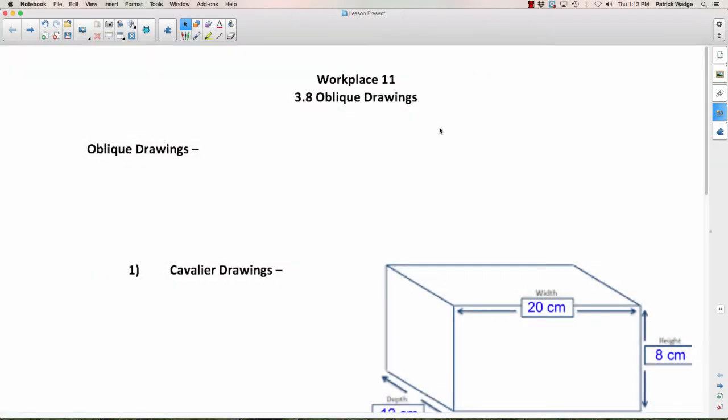Hello everyone, we're on to 3.8. We're going to do our last two types of drawings. Mercifully for me, I'm maxed out with all these drawings. It's tough for me, but I'm enjoying it.